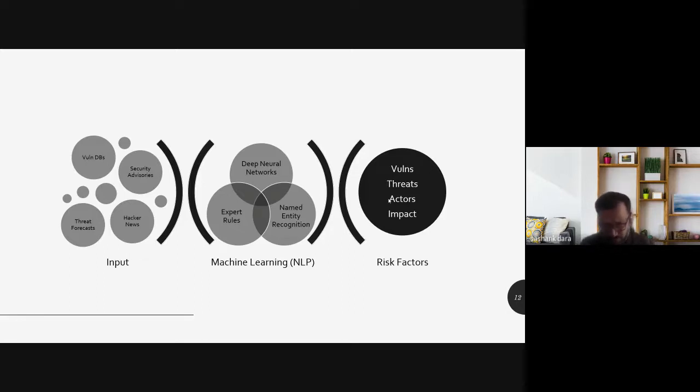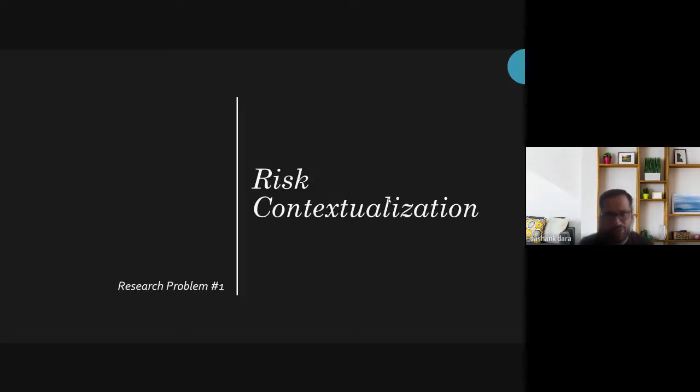So if you're looking for some good data science problems, if you're looking for good decision science problems, there is ample scope here from a machine learning perspective as well, to apply and solve, probably file some patents, publish some papers. There's a lot that can be done here. Okay, so the first research problem is risk contextualization.